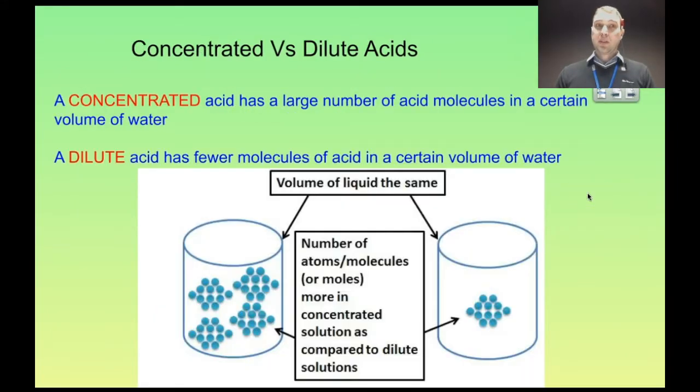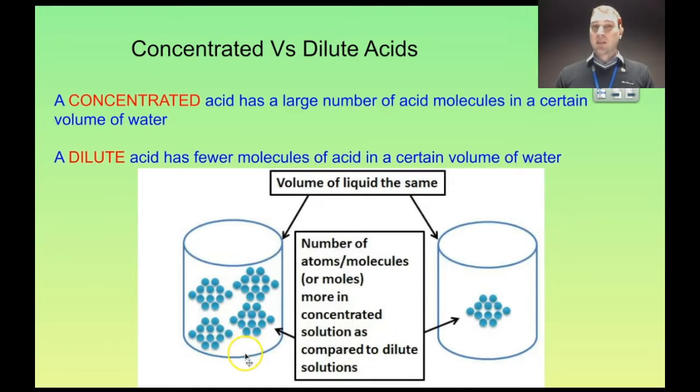Now, it's very important that we don't mix up the idea of strong and weak acid with concentrated and dilute acids. A concentrated acid has lots of acid molecules in a certain volume of solution. We'll look at concentration a bit later on, but a concentrated acid has large numbers of acid molecules in a small volume. The more acid you have in a small volume, the more concentrated the acid is. A dilute acid has very few molecules in a particular volume of water, and particularly dilute acids would have small numbers of acid molecules in large volumes of water.